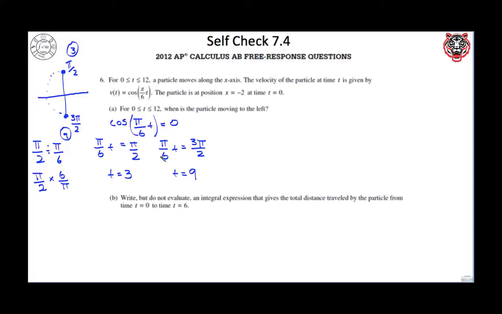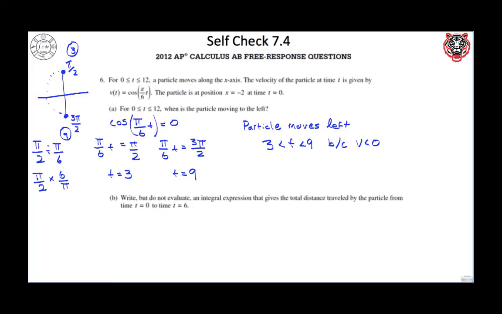Wait, how did you get the 3 and 9? Remember, 3 went with the time that gave us pi over 2, and 9 went with the time that gave us 3 pi over 2. So is it 3 is less than t is less than 9? Exactly. I'm going to write out the sentence. You don't actually need the sentence, but I'm going to say the particle moves left for 3 is less than t is less than 9, because the velocity is less than 0 in that interval.